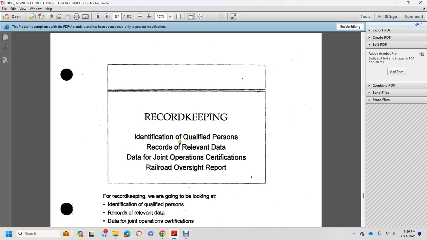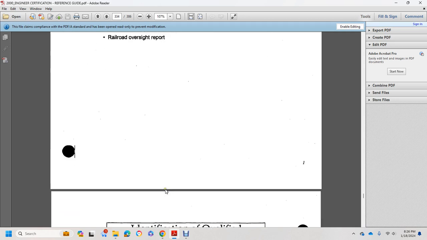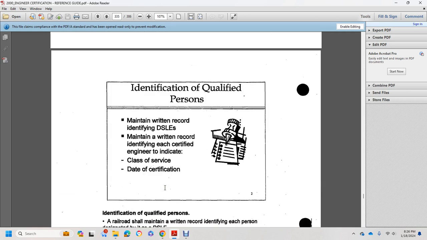Record keeping: identification of qualified personnel, with relevant data on joint operation, certification, and railroad oversight. The railroad must maintain a written record identifying each designated supervisor of locomotive engineers.